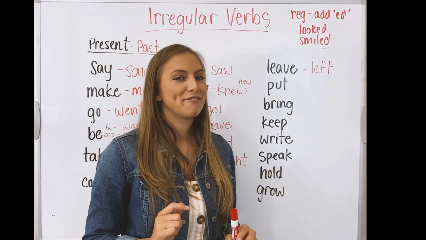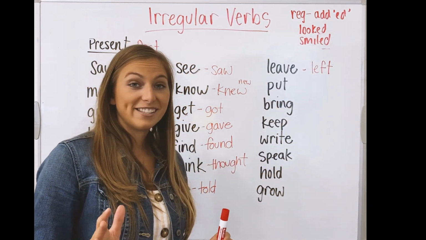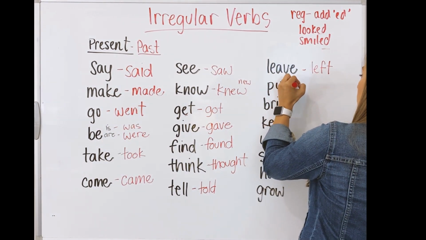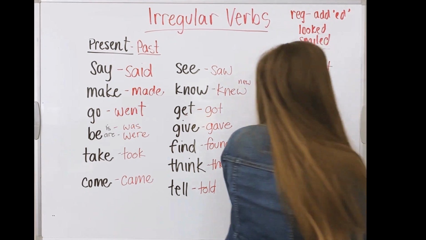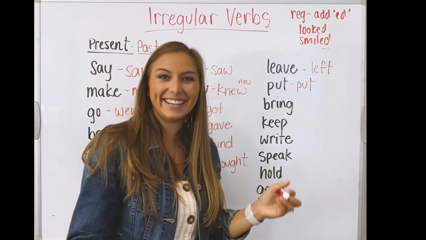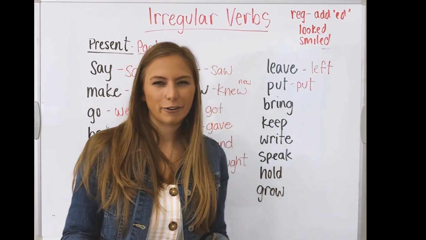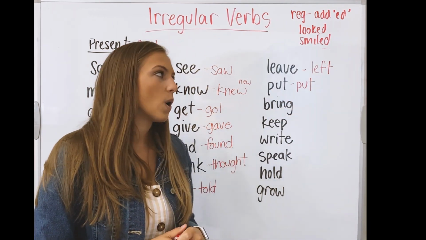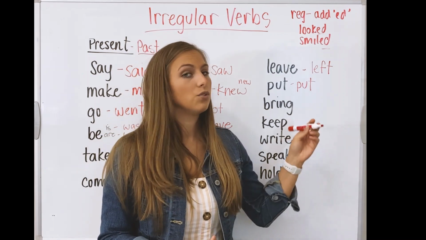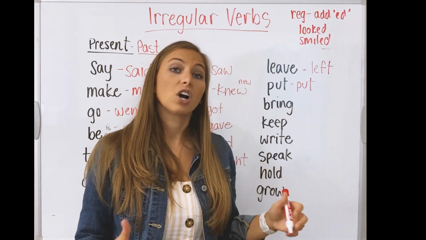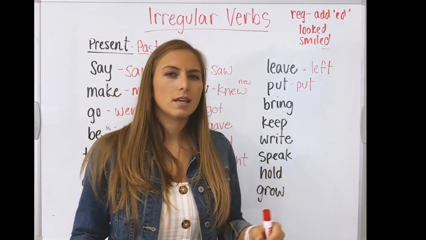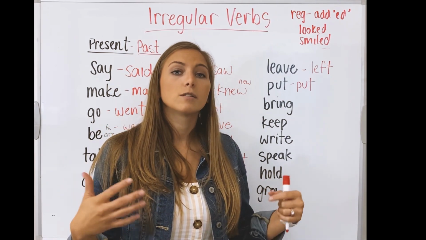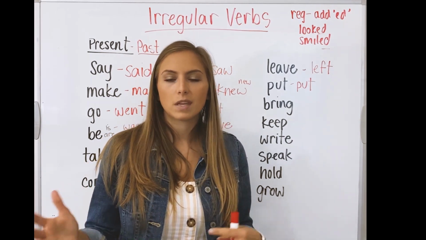Put is a funny verb. For some reason, put does not change. Put in the past is put. So it's kind of a funny verb. We do not change it for the tense. So it's important when we use this verb to have context. So that means that in the rest of your sentence, you might need to specify when something happened.